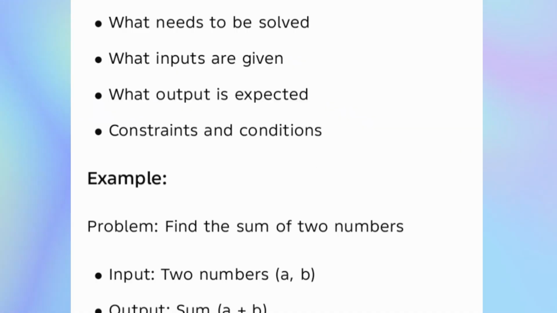What needs to be solved? What is the input or given? What output is expected? What are the constraints and conditions? Problem: find the sum of two numbers. Example input: two numbers A, B. Output: sum of A and B, that is A plus B.